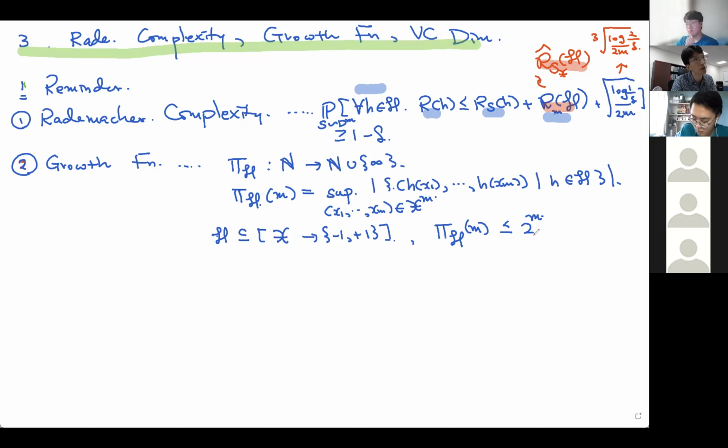So what is the maximal case? The maximal case is for every sample x1 to xm, suppose they are all different, and if we can assign ±1 for the first one, the second one, and so on, then we end up with 2 to the m possibilities, because for each component we have 2 possibilities, and that's the maximum we can get. So the growth function is bounded by 2 to the m.